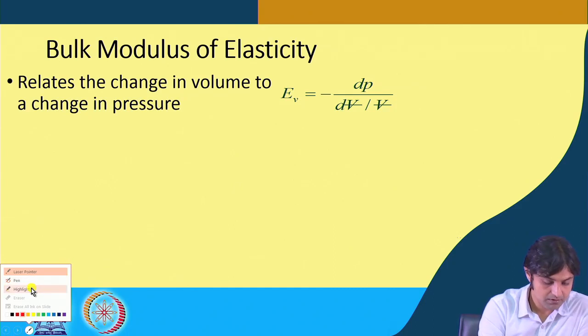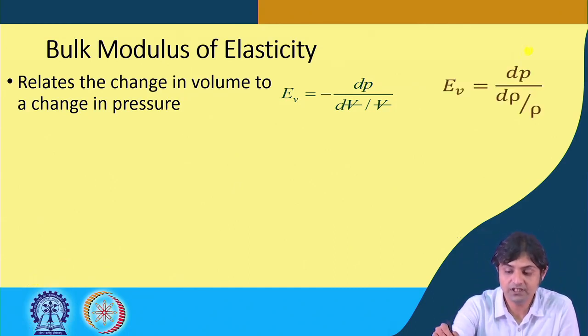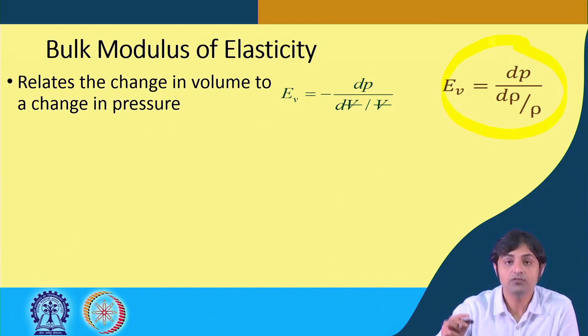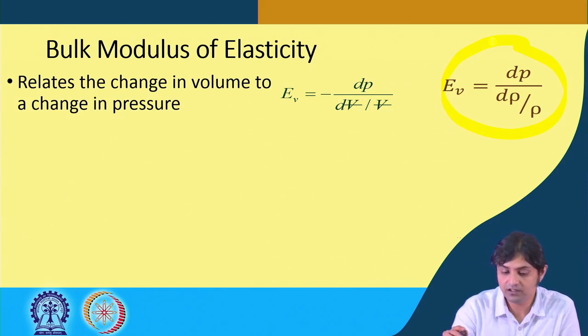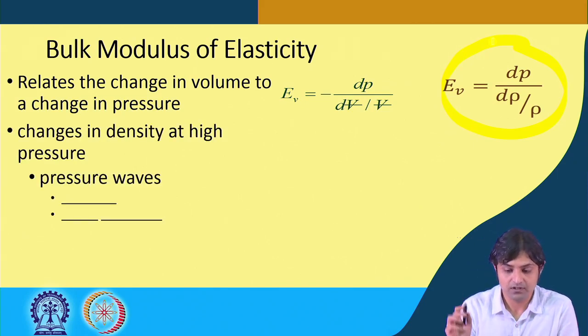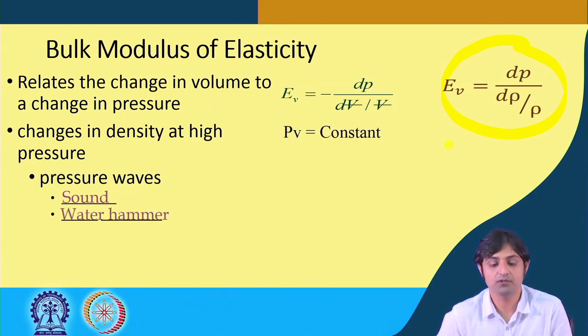Yes. So we are going to the highlighter now. So this is the equation that we are going to come to later, okay, and how do we get it? This is shown here after some more description of bulk modulus. The changes in density at high pressure, for example, in terms of pressure waves, one example is a sound wave and another is a water hammer.